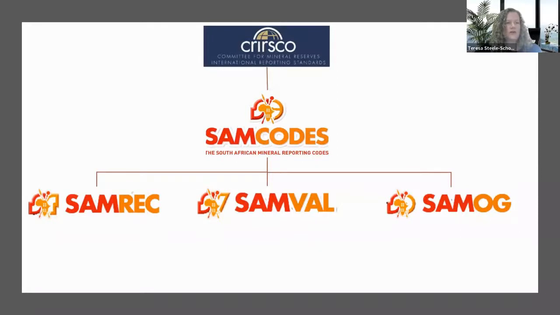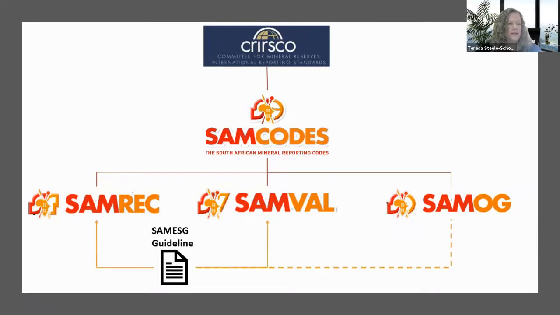And SAM codes has three main codes underneath it. SAMREC, which is the mineral reporting code. SAMVAL relates to valuation of mineral resources, and SAMAG is the oil and gas code. And SAMESG, which is the Environmental, Social and Governance Guideline, is there to support SAMREC and SAMVAL. And we're still working on integrating into SAMAG. The processes in oil and gas are obviously quite different for reporting on resources compared to SAMREC and SAMVAL. And so that's a continuous work in progress.